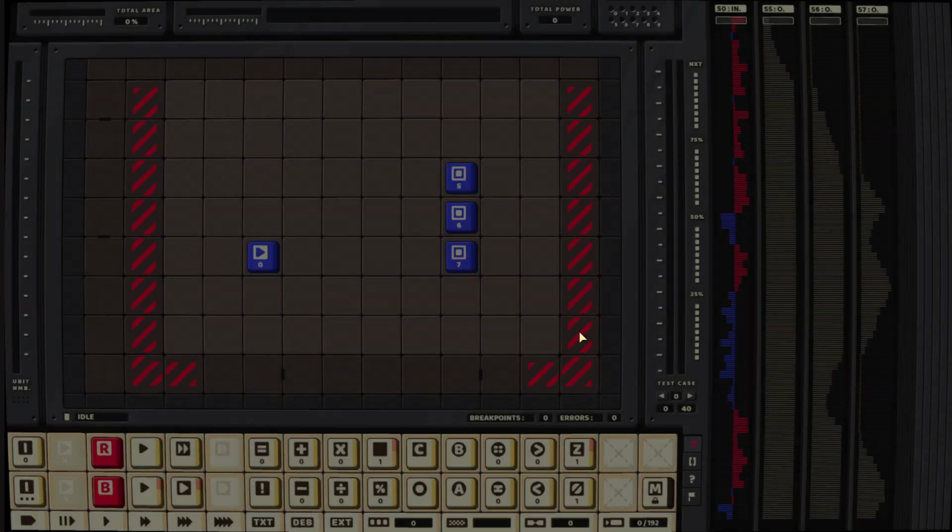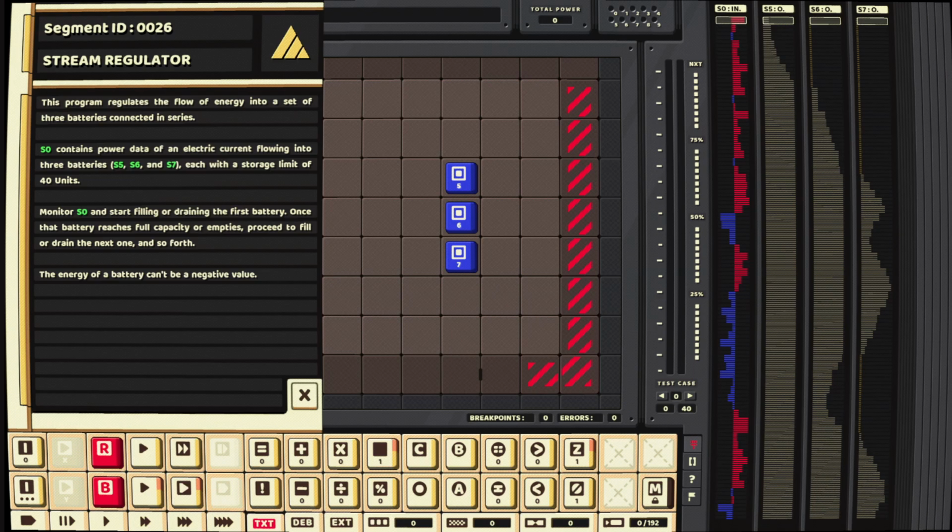Anyway, today we're moving on to stream regulator. Did I already read this one and decide not to do it? I don't remember. It doesn't look familiar. This program regulates the flow of energy into a set of 3 batteries connected in series.